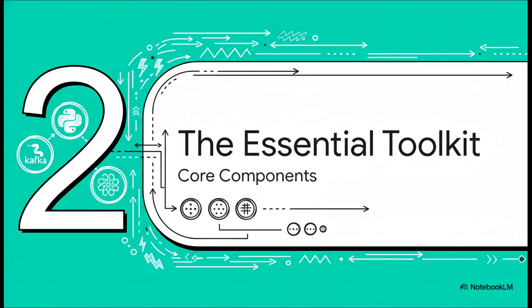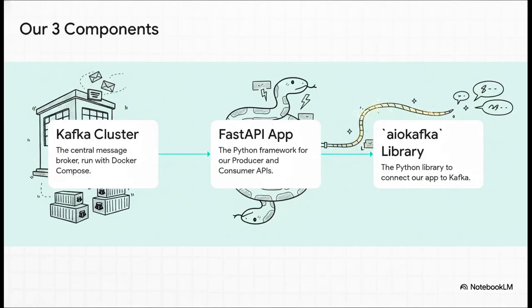All right, so what do we actually need to build this? For our little project today, we only need 3 core components. It's way simpler than you might think. First up, we've got our Kafka cluster. That's the central post office itself, and we can get one running really easily using Docker. Then, of course, we need our applications, which we'll whip up using the awesome Python framework FastAPI. And finally, the secret sauce, the magic glue, the AIO Kafka library. This is what gives our Python code the superpowers to speak Kafka's language.